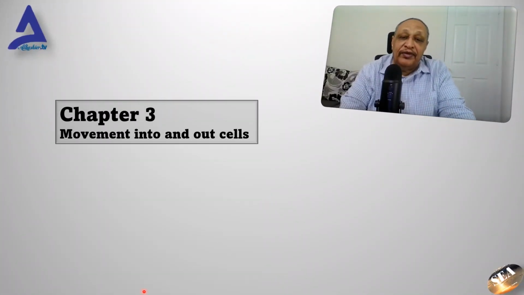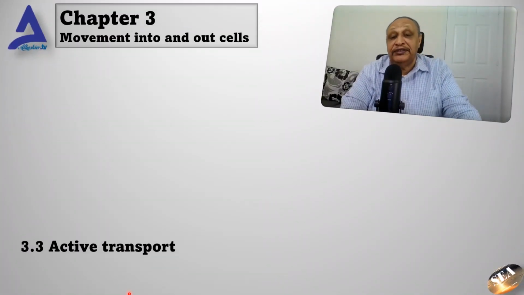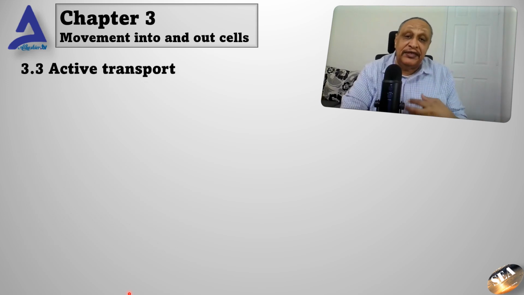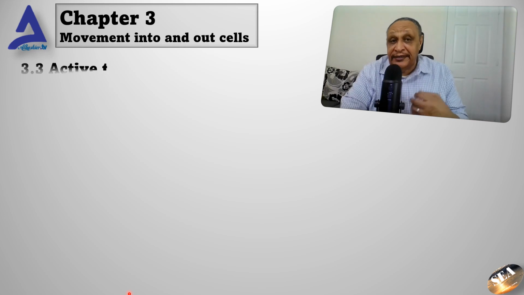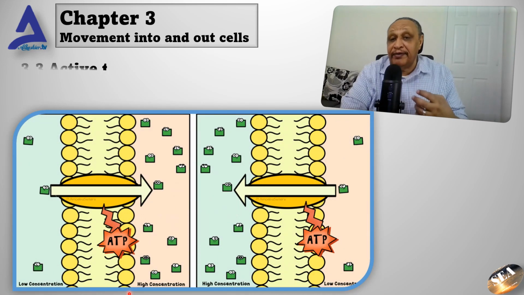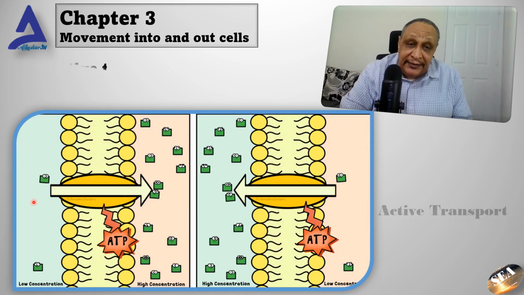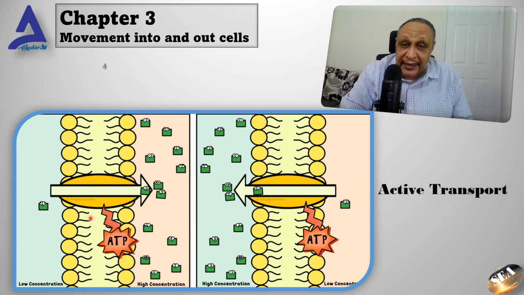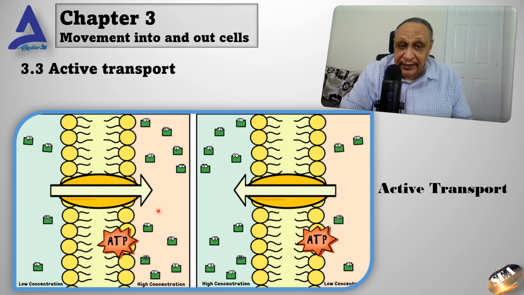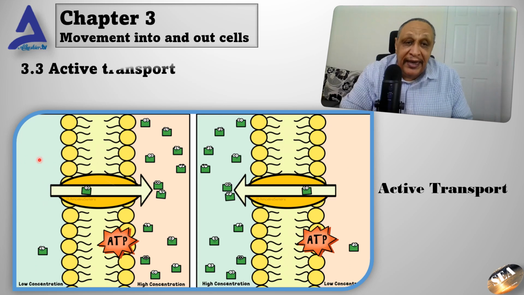Now here I would like you to see this picture and to see how the use of energy is very, very important. This is the inside of the cell and this is the outside of the cell. Here we have a high concentration gradient. Here we have low concentration.